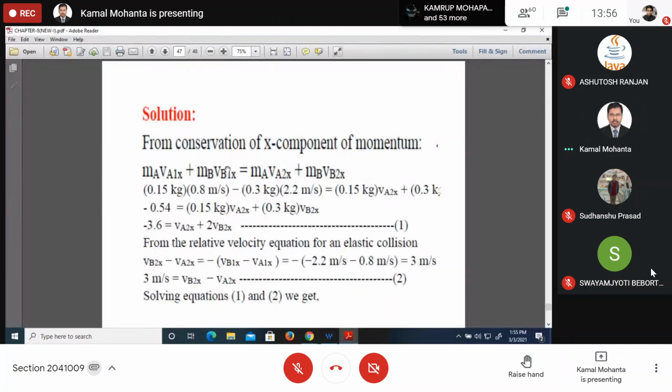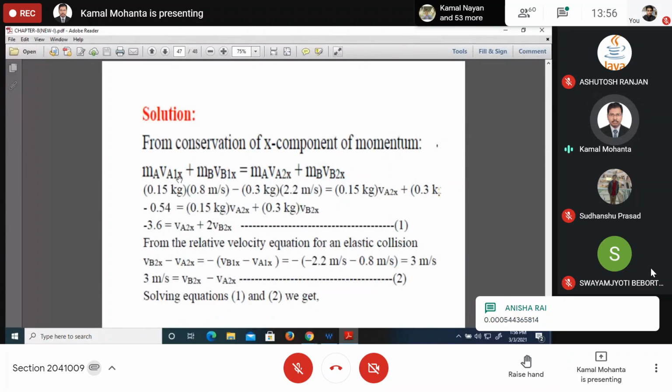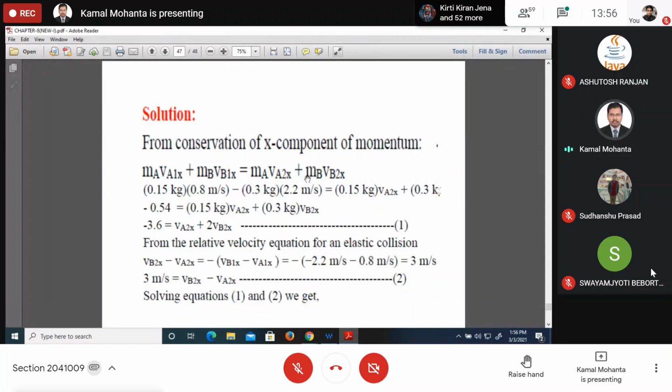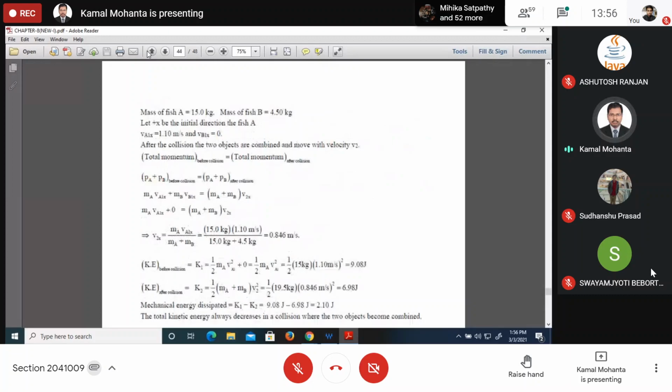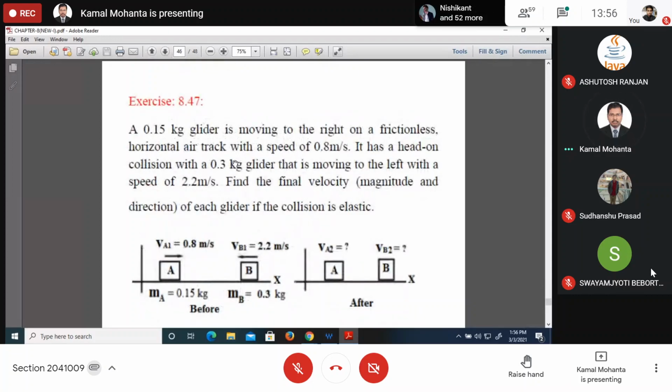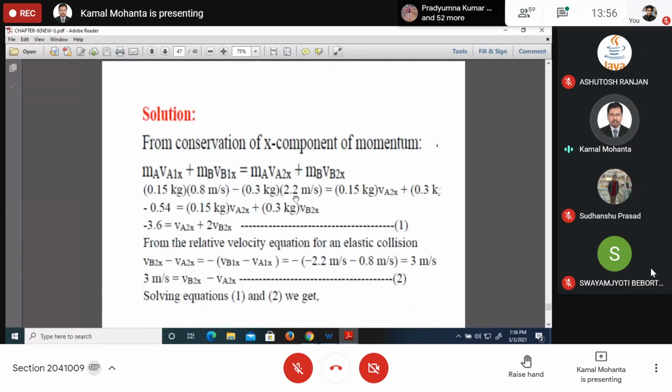Okay. So from the conservation of x component of momentum, we know that MA VA1x plus MB VB1x is equal to MA VA2x plus MB VB2x. MA is given here as 0.15 kg and VA1x is 0.8 meter per second. MB is given as 0.3, but the direction is opposite, into VB1x, which is 2.2 meter per second.